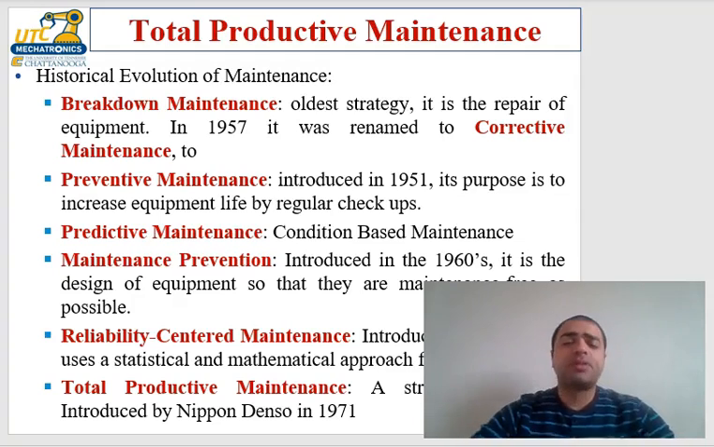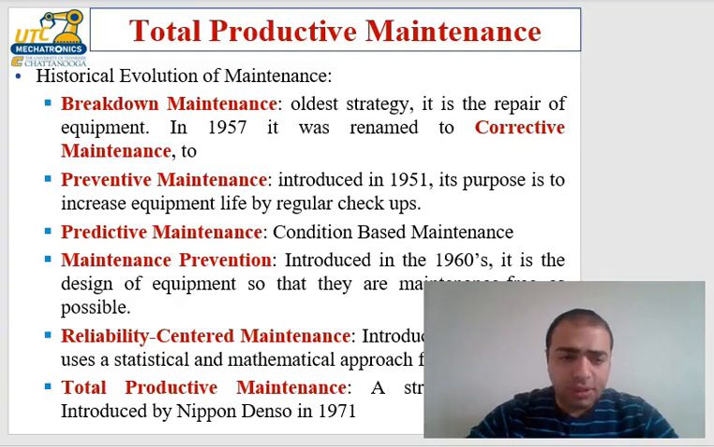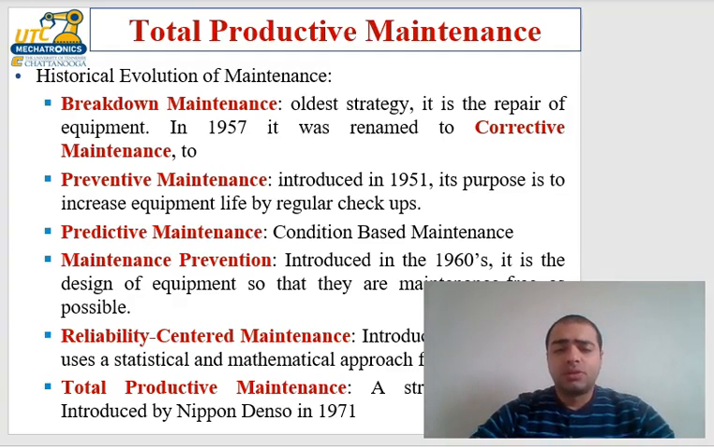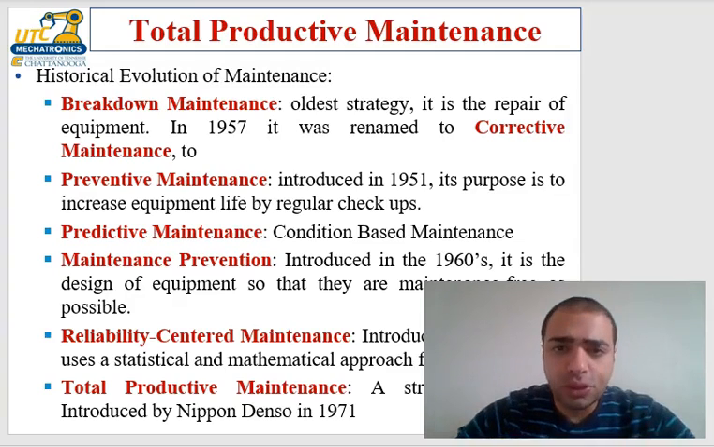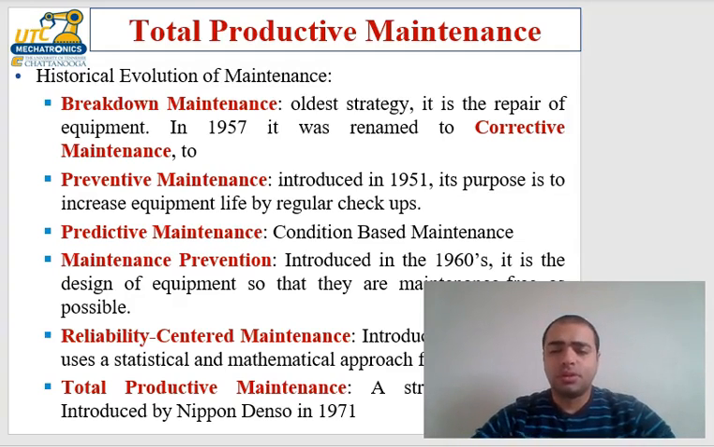So that's why it was renamed to corrective maintenance in 1957. Then after that came preventive maintenance. After breakdown maintenance, this was the initial objective of the maintenance department. Then in the 1950s, 1951, basically, they started doing preventive maintenance. So in other words, before an equipment fails, you actually do periodic checkups, regular checkups.